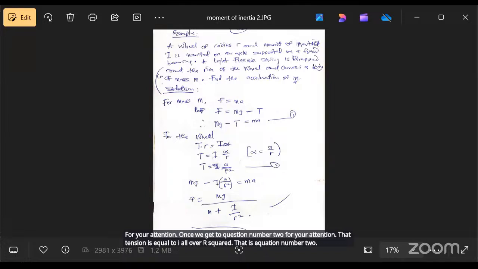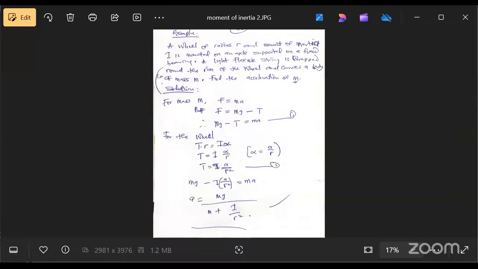You have gotten what tension is in a wheel. The expression for the tension in a wheel is moment of inertia multiplied by acceleration all over R squared. That is equation number 2. I just gave you the first 3 lines so that you will not cram equation number 2, but you see how it came to be.